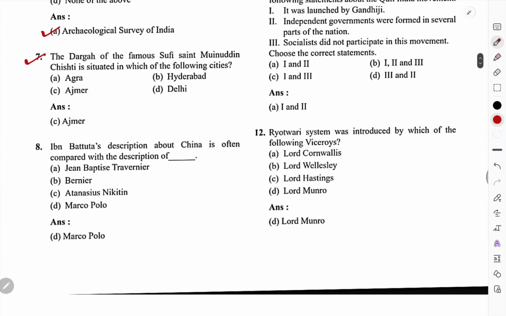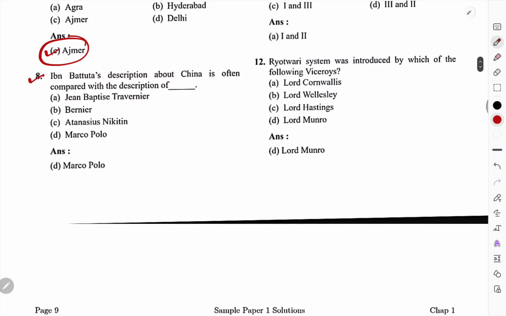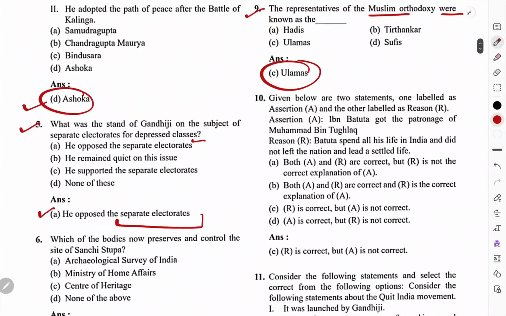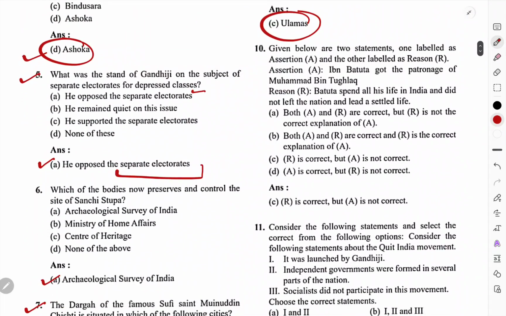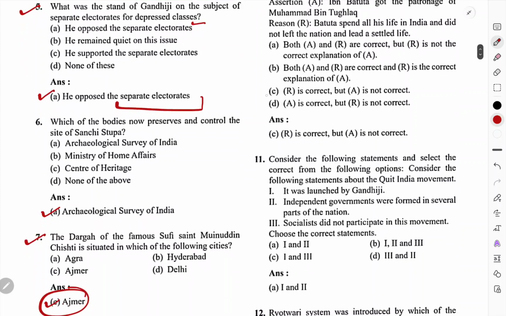The Dargah of the famous Sufi saint Moinuddin Chishti is situated in which of the following cities? Ajmer. Question number 8. Ibn Battuta's description of China is often compared with the description of Marco Polo. Question number 9. Yes. Next one. Given below are two statements, one labelled as assertion and the second as reason. C is the correct one: R is correct but A is not correct. The reason is correct but the assertion is not correct.